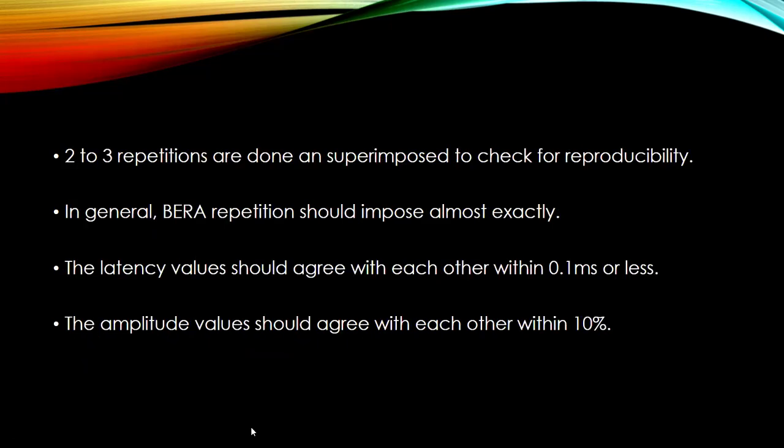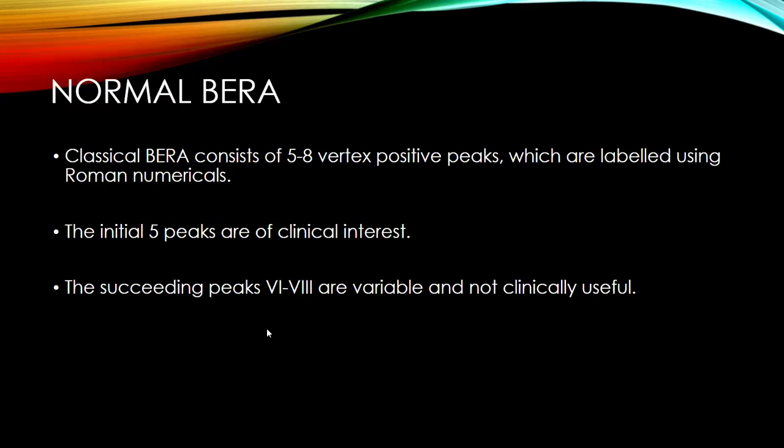So 2 to 3 repetitions are done together and they are superimposed to check for reproducibility. In general, BERA repetitions should superimpose almost exactly. It has to be the same recording each time you repeat. So the latency values should agree with each other within 0.1 millisecond. If an epoch is 10 milliseconds, the latency values should be so close that a difference of only 0.1 millisecond is permissible. More than that, you will have to repeat the study. The amplitude values should agree with each other within 10%. More than 10% amplitude difference is also considered a substandard study, and the study should be repeated.